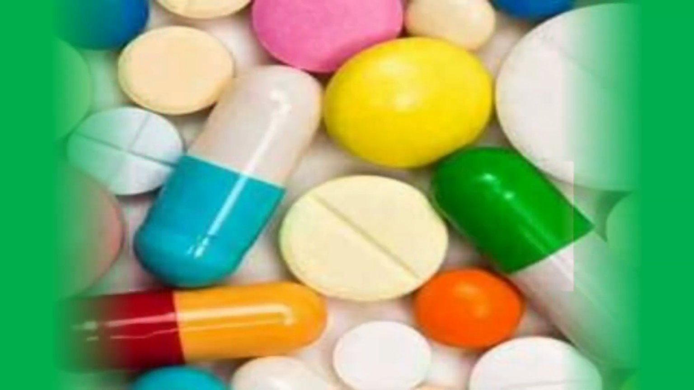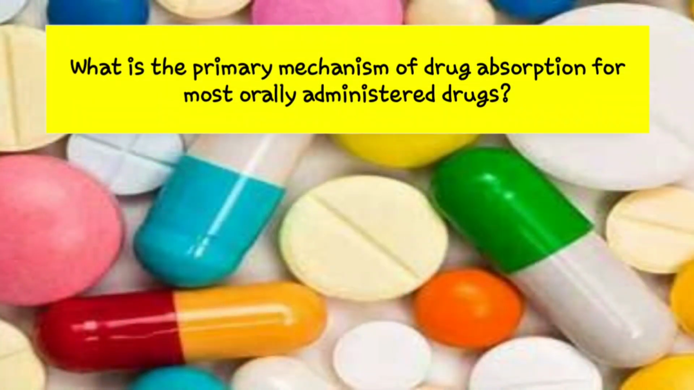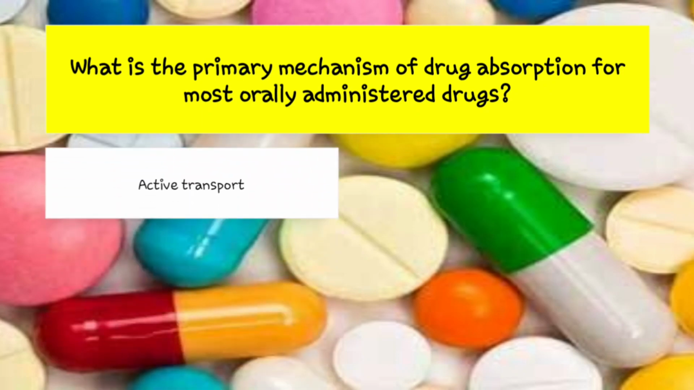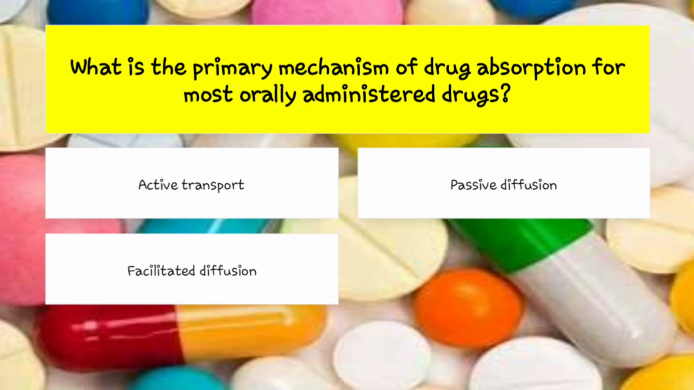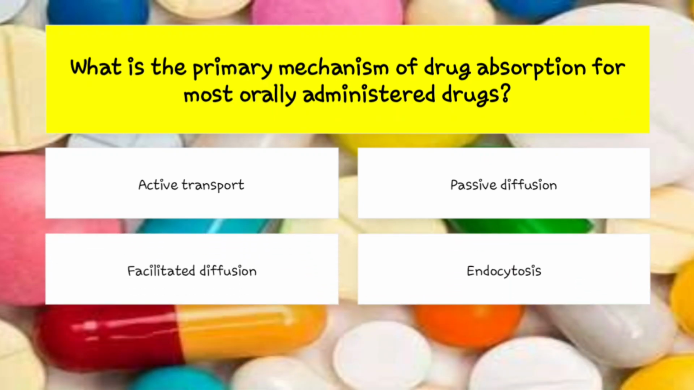Moving to next question. The second question is, what is the primary mechanism of drug absorption from most orally administered drugs? And the options are active transport, passive diffusion, facilitated diffusion, or endocytosis. So you have the timing for thinking for the right answer.